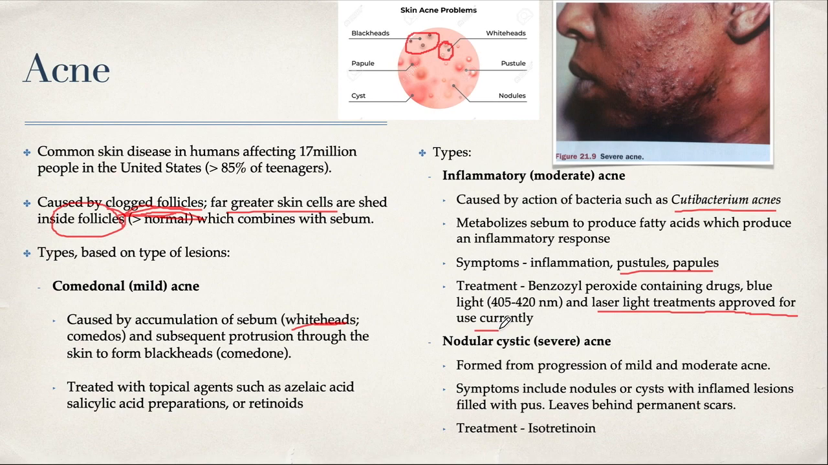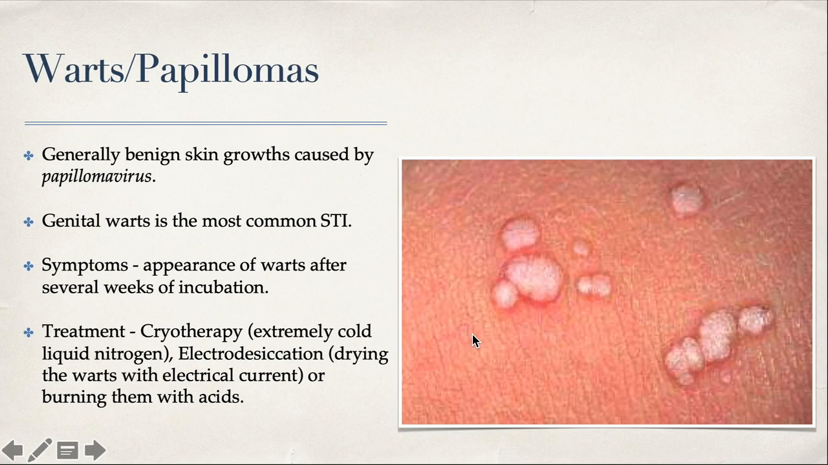Then there is the nodular cystic acne, which is severe. They are formed from the progression of mild and moderate ones. So when you have a mild or moderate acne and it progresses, it exacerbates, you end up having the nodules or cysts forming, becoming inflamed. And once you have the nodules and the cysts forming, then it's really severe in that case. And isotretinoin is effective in treating them.